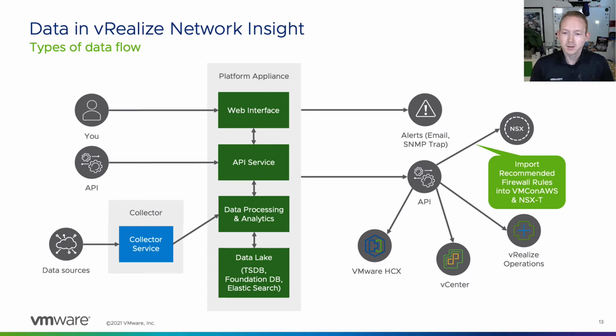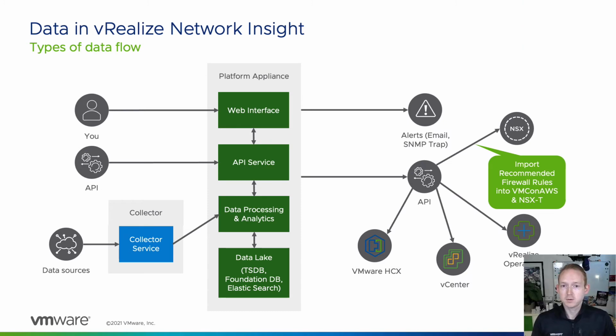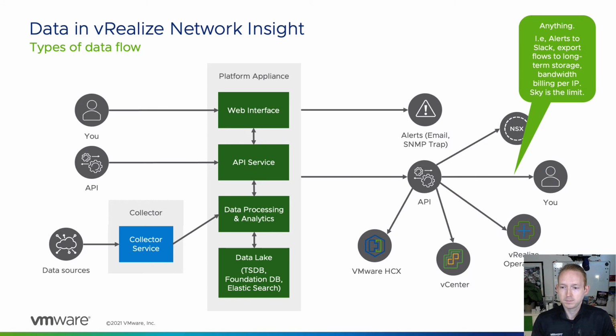And then lastly, the API itself is very customizable when you have an idea, such as, I want to get all the alerts to Slack. We also have an example for that one, by the way, but just as a couple of examples: alerts to Slack, export the flows to long-term storage.